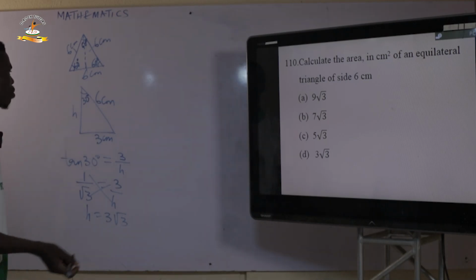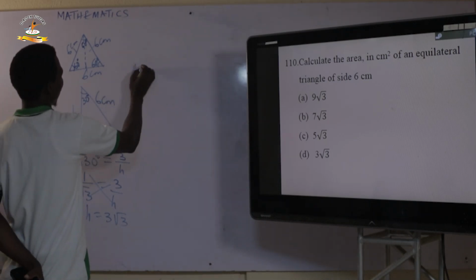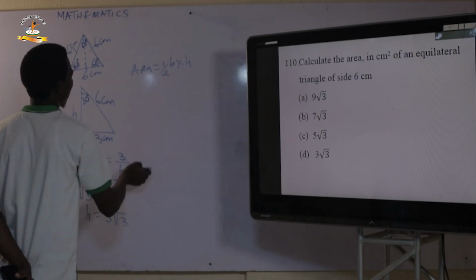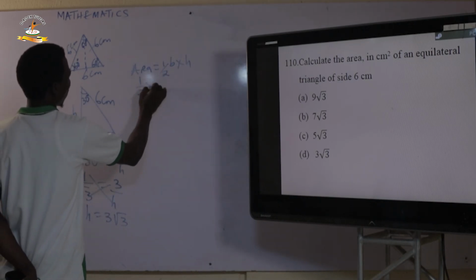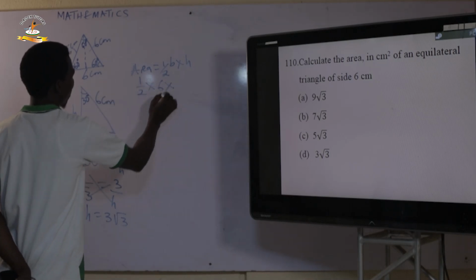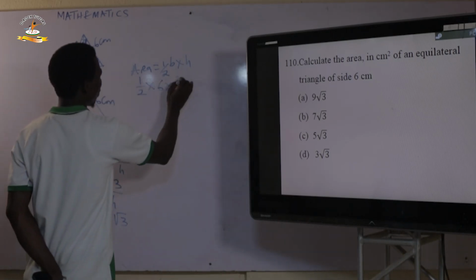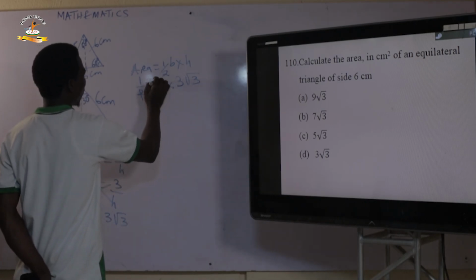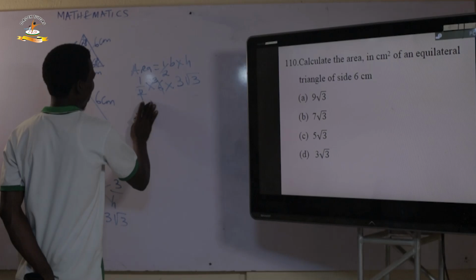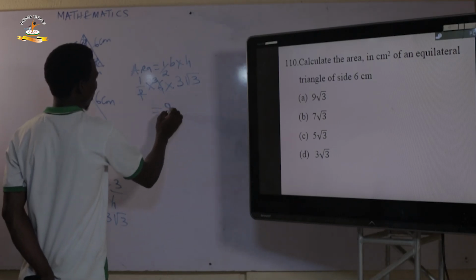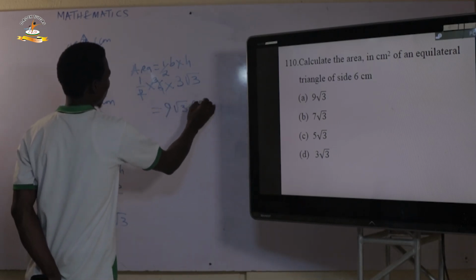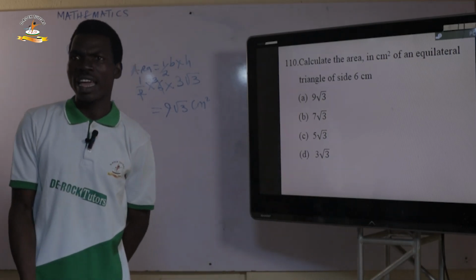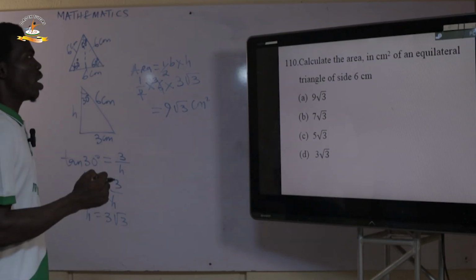And I can come down into finding area. Area of any triangle is half base times height. So I will write it as half, what is the base? 6 centimeter, times height. What is my height? 3 root 3. 2 will cancel this to become 3. 3 times 3 is what? 9. So my final answer will be 9 root 3 centimeter squared. And the correct option there is option A.